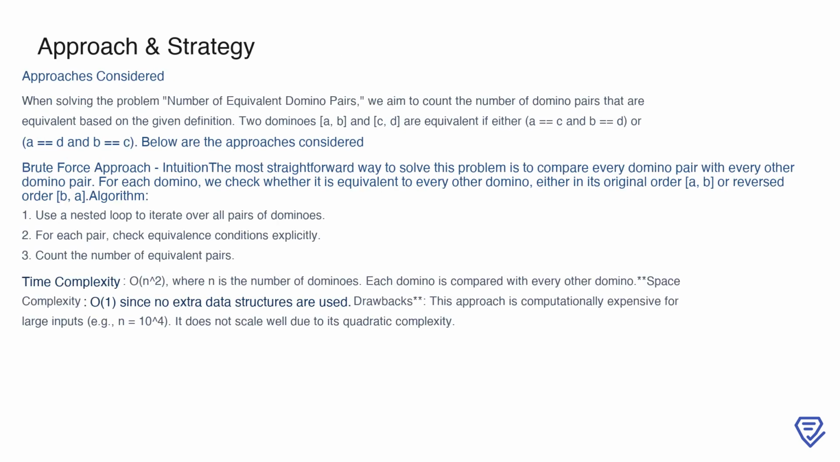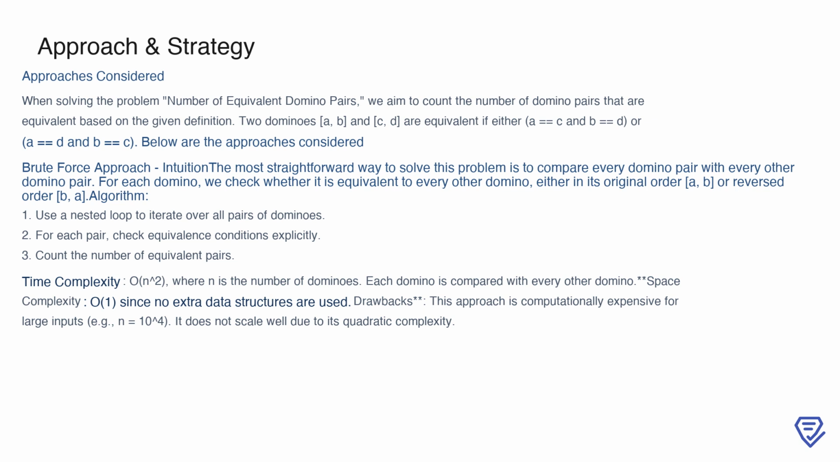When tackling the problem of counting equivalent domino pairs, the primary goal is to identify pairs that meet the criteria of equivalence. Specifically, two dominoes, A, B, and C, D, are considered equivalent if their values match either directly, as in A equals C and B equals D, or in reverse order, where A equals D and B equals C. One initial approach to solving this problem is the brute force method.